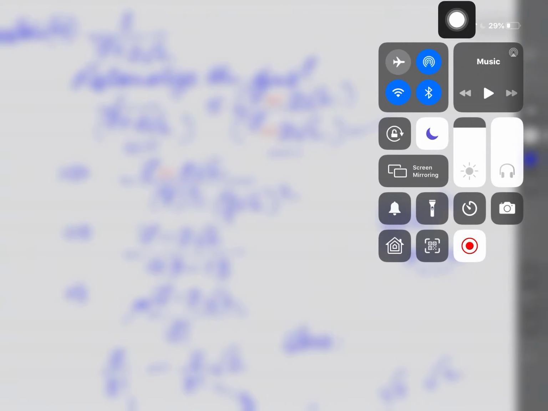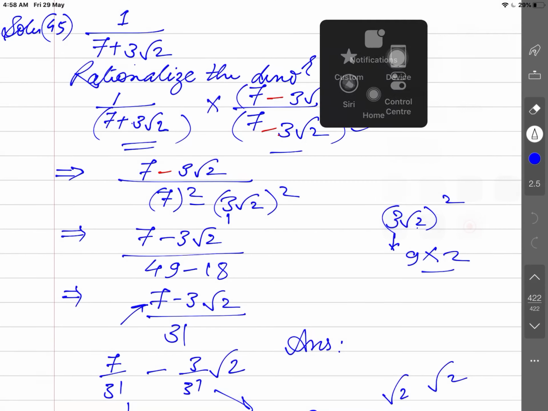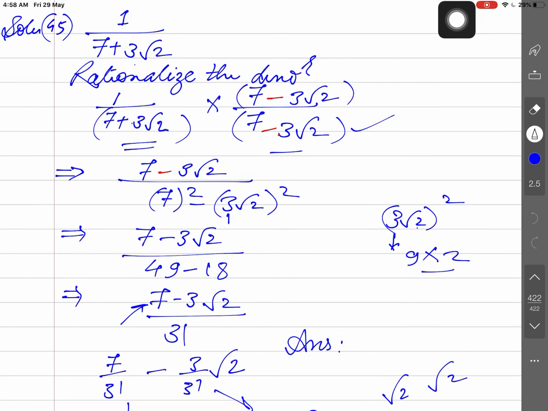Hello student, yesterday I explained the concept of rationalization. Rationalization of the numerator and rationalization of the denominator both can be done for the simplification of the numerator and denominator. You may see the example yesterday we solved on number 45, the question 1 by 7 plus 3 root 2.